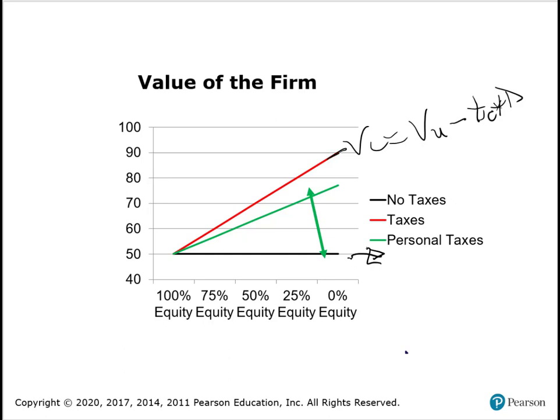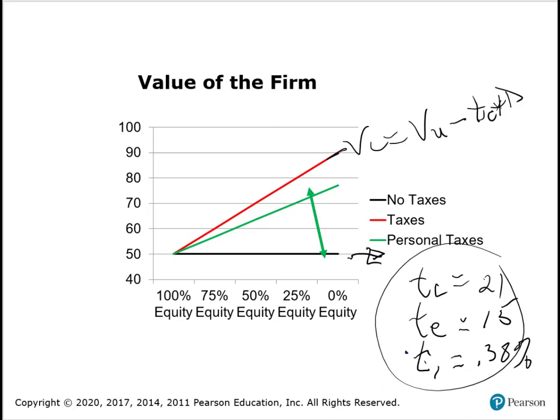So in reality, it's just somewhere in between, right? I don't know exactly where it is. It will depend on the relationship of the tax code. So currently, corporate taxes, T sub C, is around 21%. T sub E is in the ballpark of 15%. And T sub I, depending on your marginal tax rate, could be as high as like 38%. So this is a picture of roughly what our current tax codes look like.